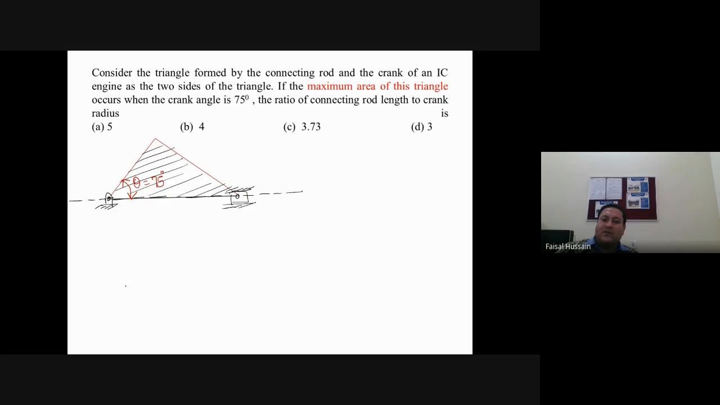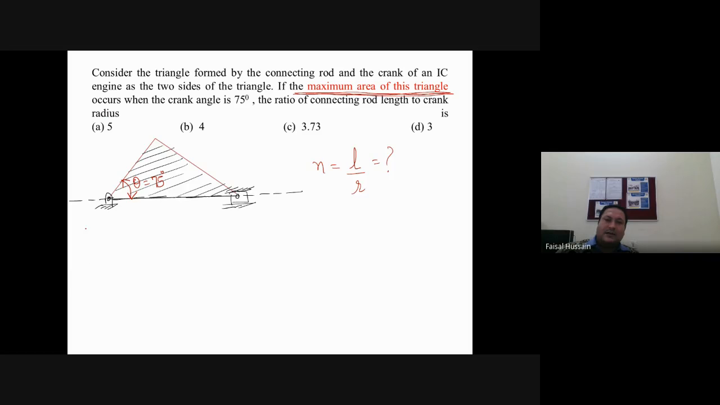And what we have to do? We have to determine the ratio of connecting rod length to the crank radius. We have to determine n. n is the ratio L by R. So we have to find this ratio. Here, the maximum area of this triangle occurs when crank angle is 75.